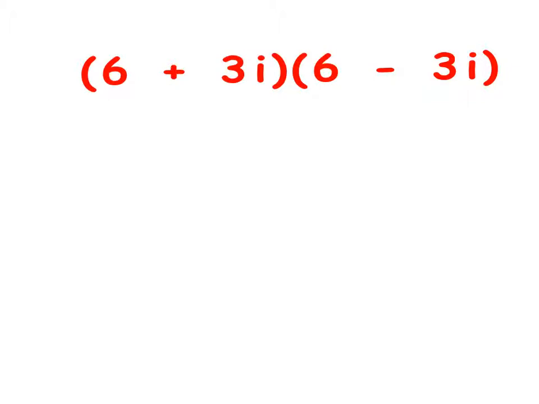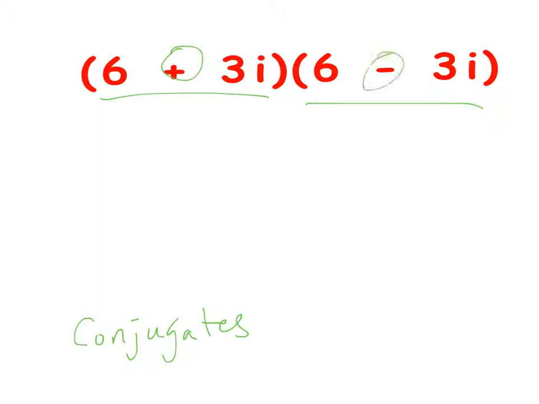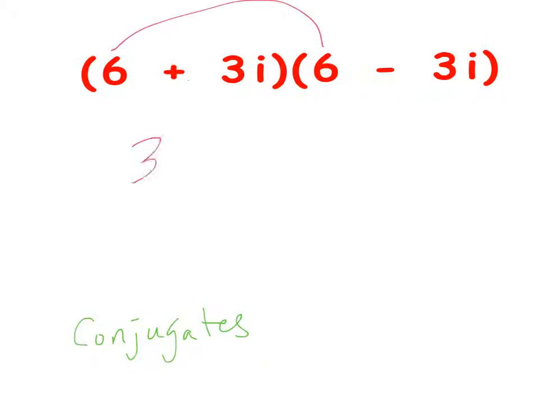Looking at one more example, these are called conjugates. The first and the second one here are called conjugates. So what that means is that they are the same except one has addition in the middle and one has subtraction. And I want to show you what happens whenever you multiply conjugates. So again, it's going to be FOIL. So you would have 6 times 6, which is 36. You would have 6 times negative 3i, and you'd have 6 times positive 3i.